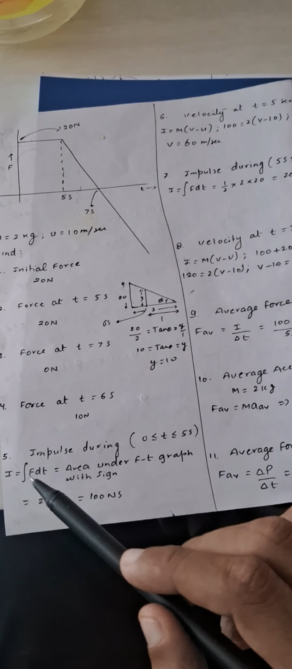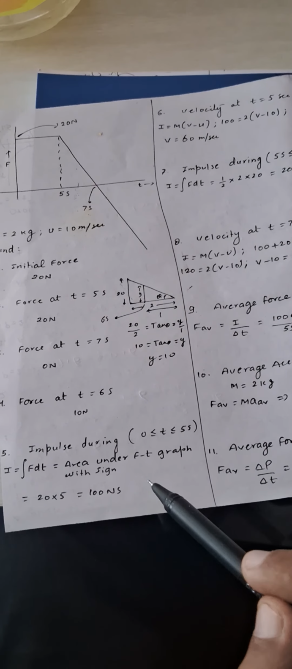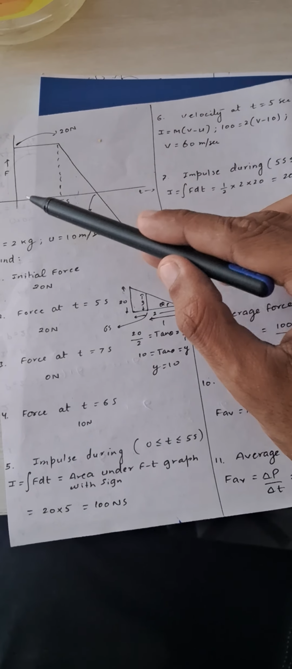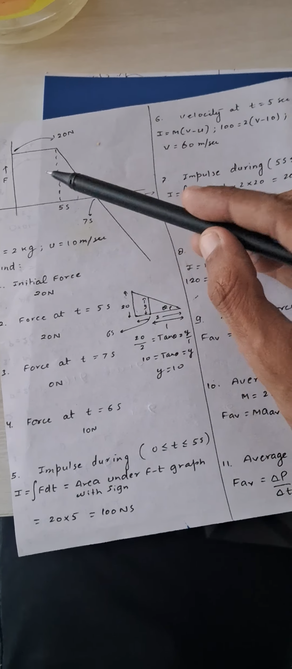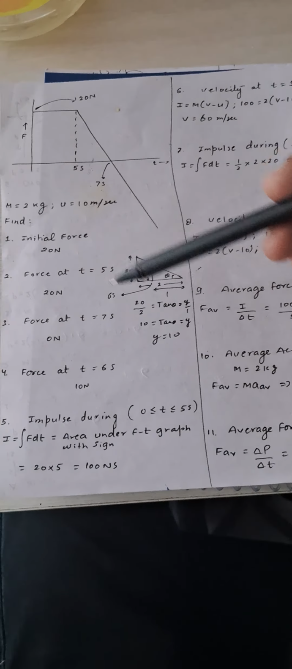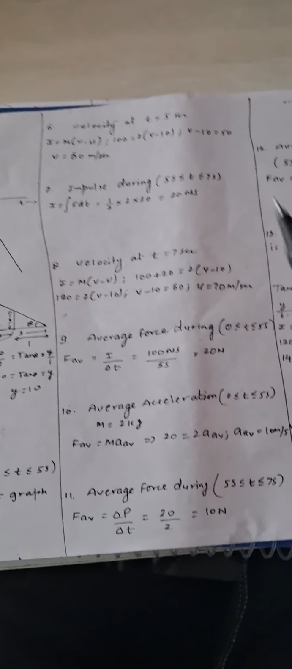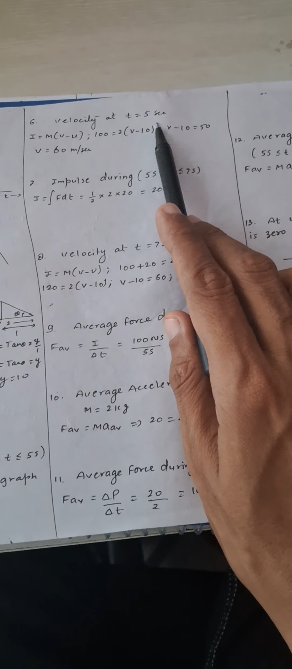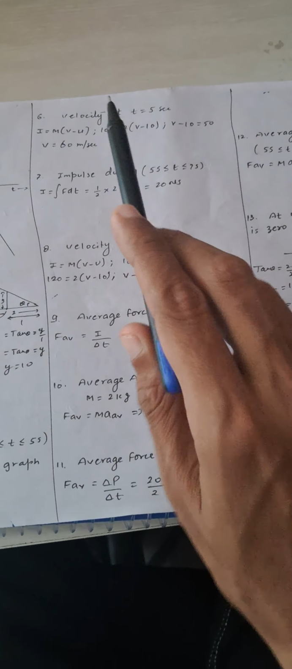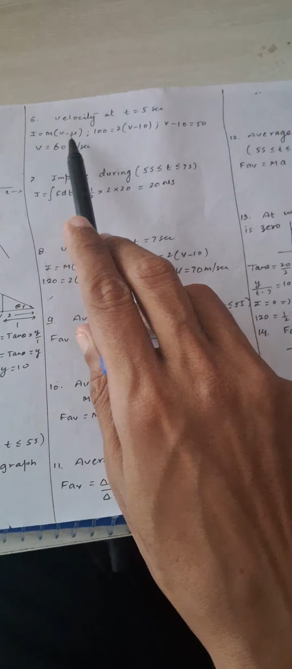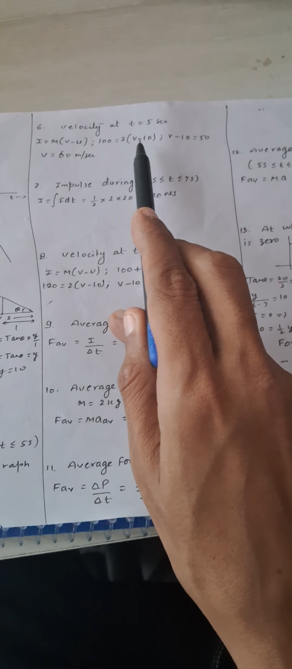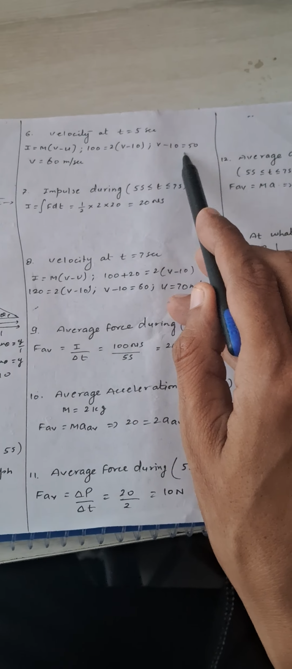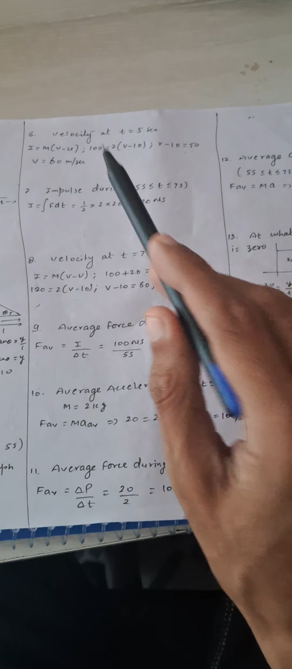Next question is we need to find impulse during 0 to 5. So we know that impulse is integration of F dt, which is area under F-t graph with sign, and we can see that till 0 to 5 this shape is a rectangle. So its area will be 20 into 5, which is 100 Newton second. Next is we need to find velocity at t is equal to 5. So using impulse momentum theorem, impulse is equal to change in momentum, which is m(v minus u). Impulse we have calculated as 100, so this is 2 times (v minus 10), which gives v minus 10 as 50, which gives v is equal to 60.